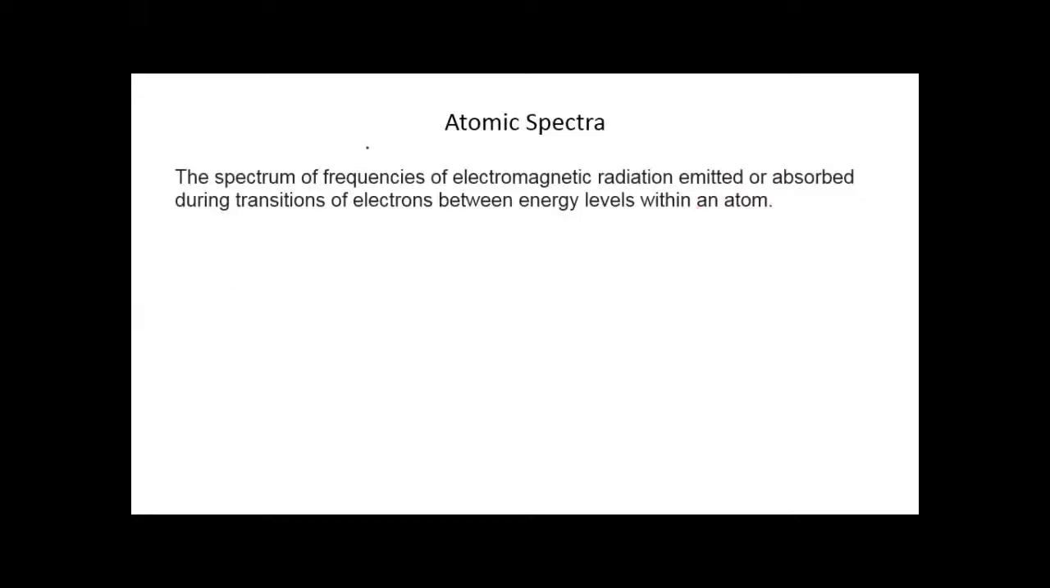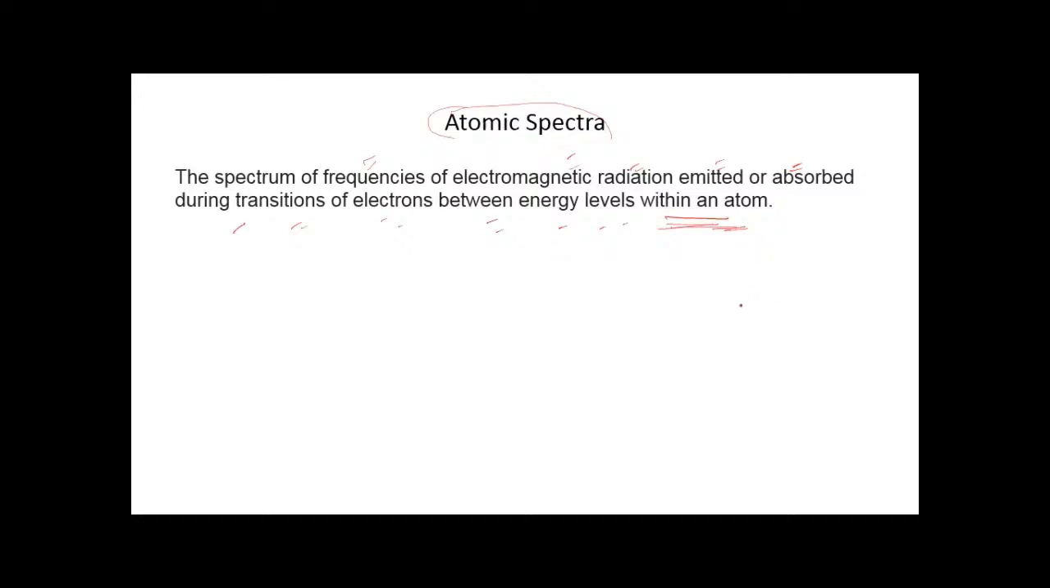The spectrum of frequencies of electromagnetic radiation emitted or absorbed during transition of an electron between energy levels within an atom is known as atomic spectra. As you know, an electron transits from the ground state to an excited state. When it comes back from the excited state, it releases energy in the form of radiation. That radiation is electromagnetic radiation.